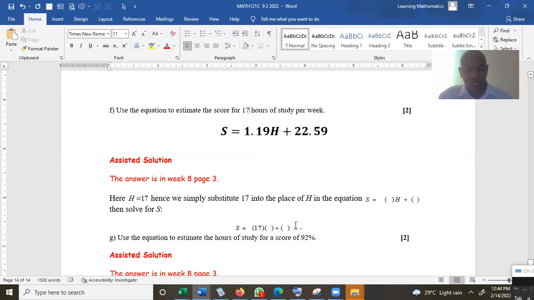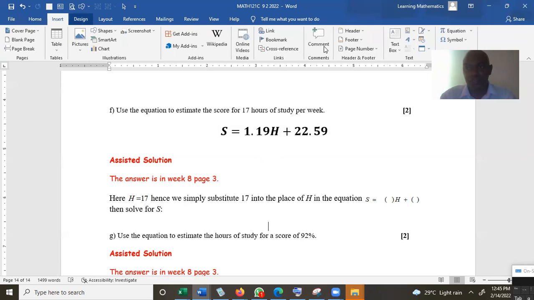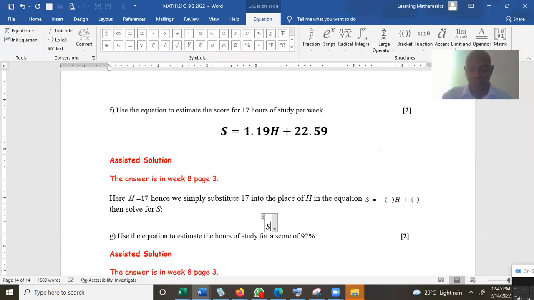So all we need to do is to substitute into the equation, because we know h is equal to 17. So therefore, we go to insert, we go to equation. We are trying to estimate for score. We're trying to calculate for score. Score is equal to 1.19, open bracket, 17, close bracket, plus 22.59.